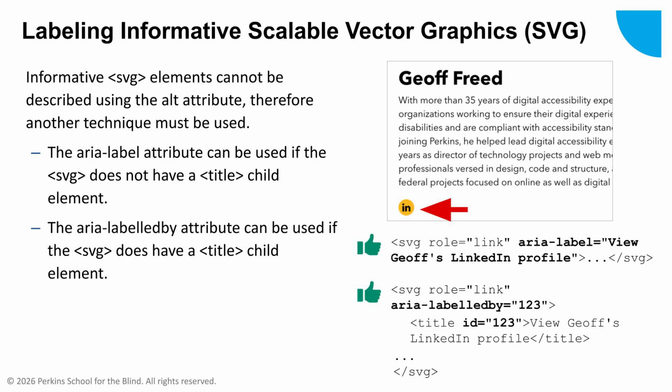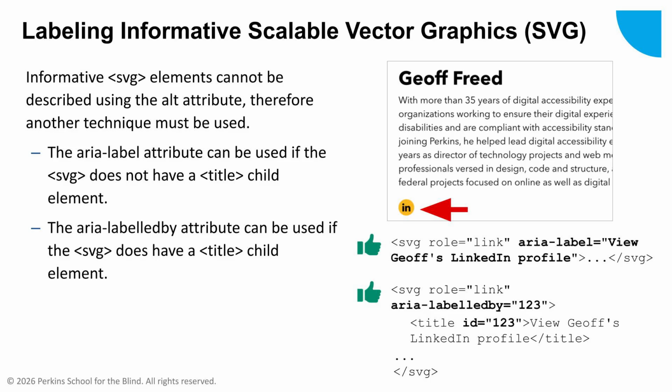So far, most of what we've been talking about is link text and links when it comes to image elements. But if we're dealing with SVGs, there are some extra things to consider. An informative SVG element cannot be described using an alt attribute, so another technique must be used. You have a couple of options. The first is to add the ARIA label attribute to the SVG if the SVG does not have a title element as a child element. You could also use the ARIA labeled by attribute in this scenario. On the right side of the screen, we have a couple different examples of acceptable approaches. We have a profile for Jeff Fried.